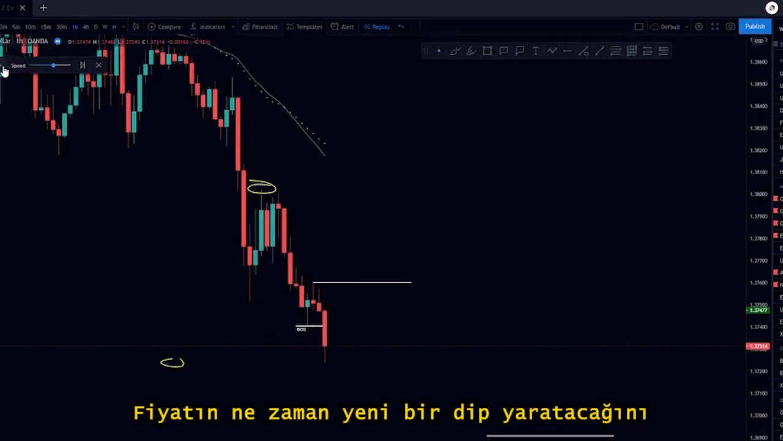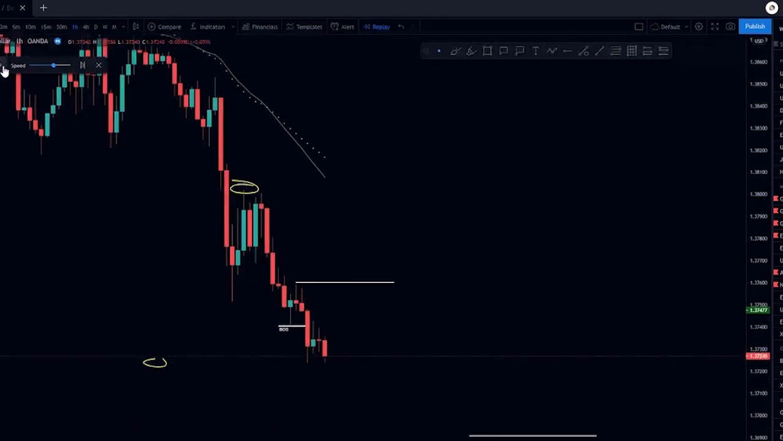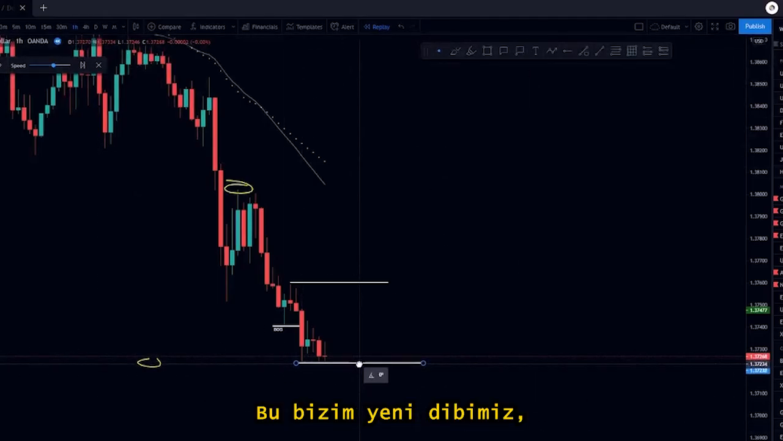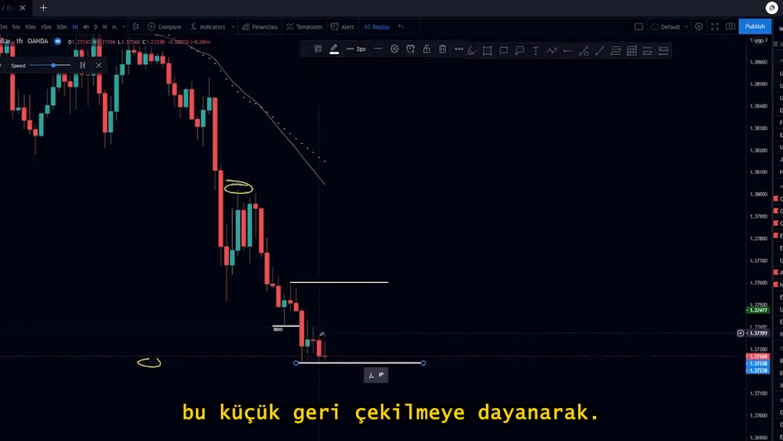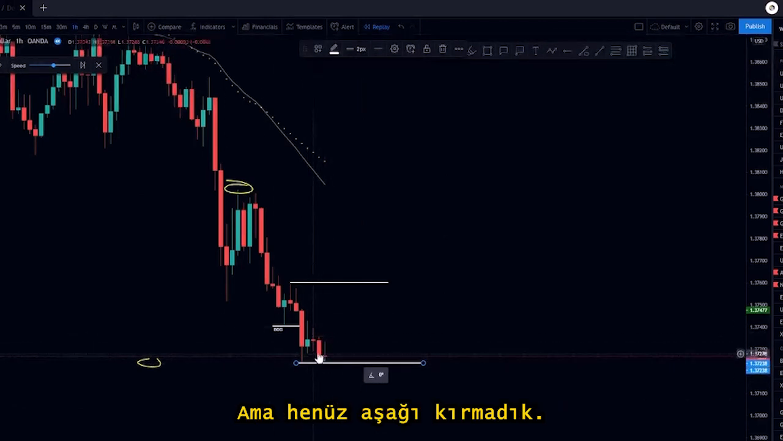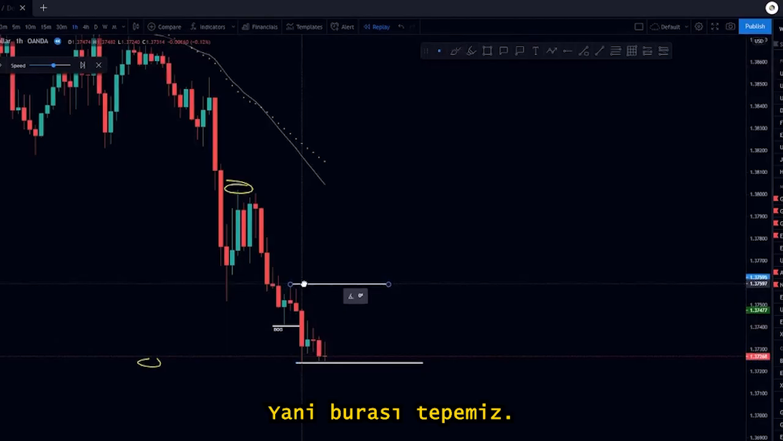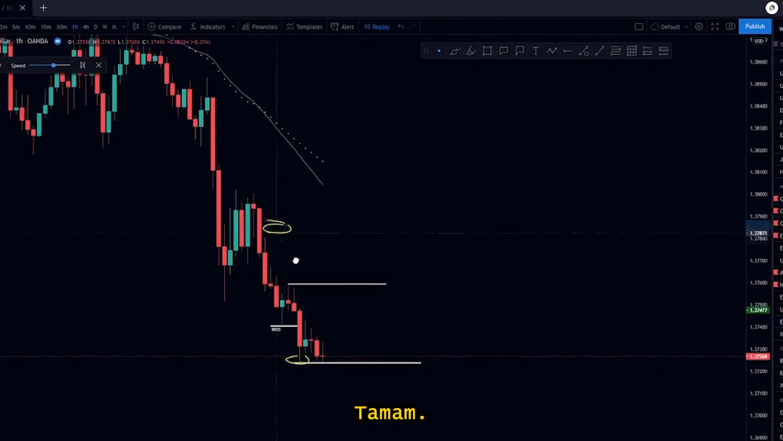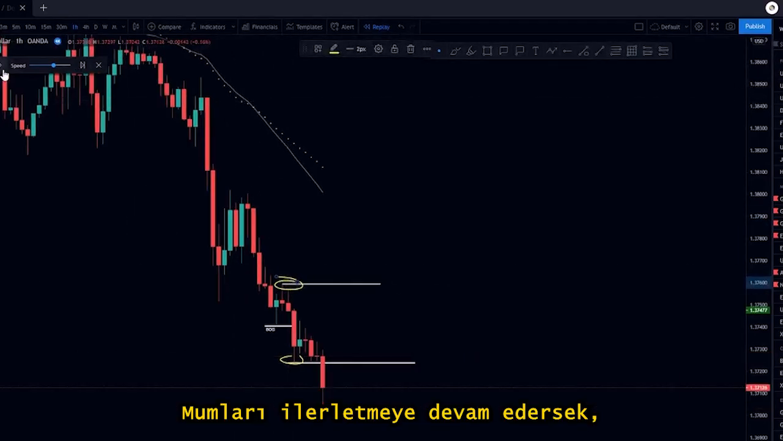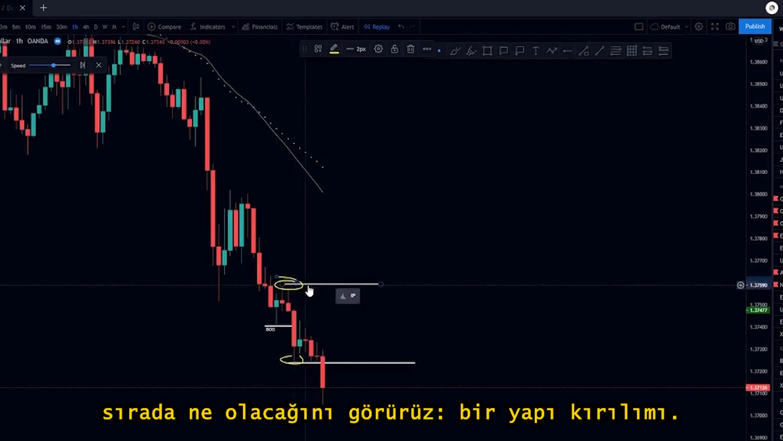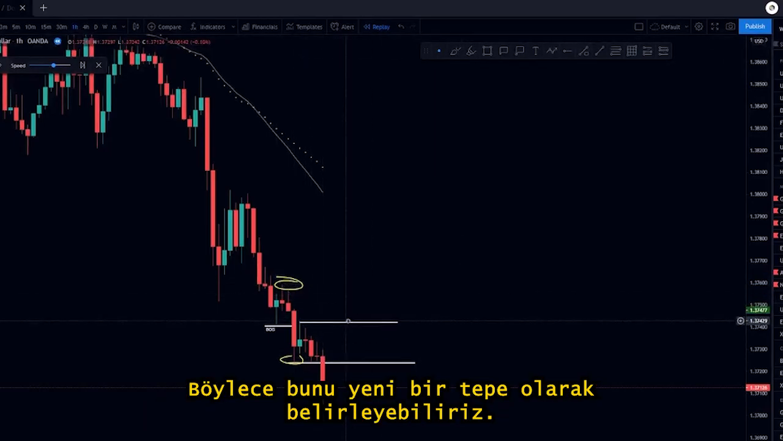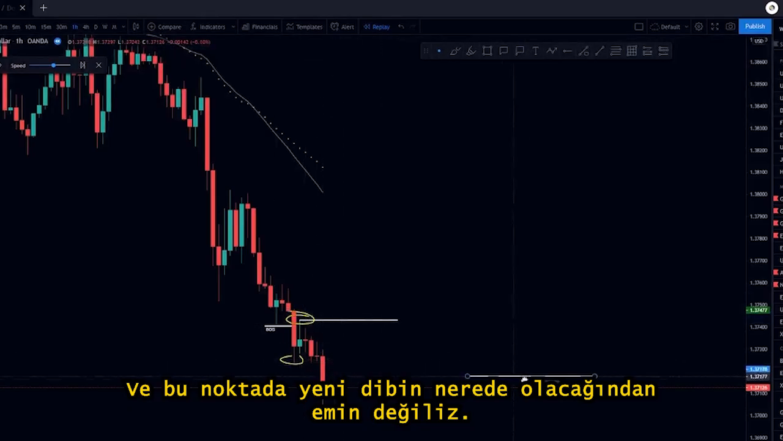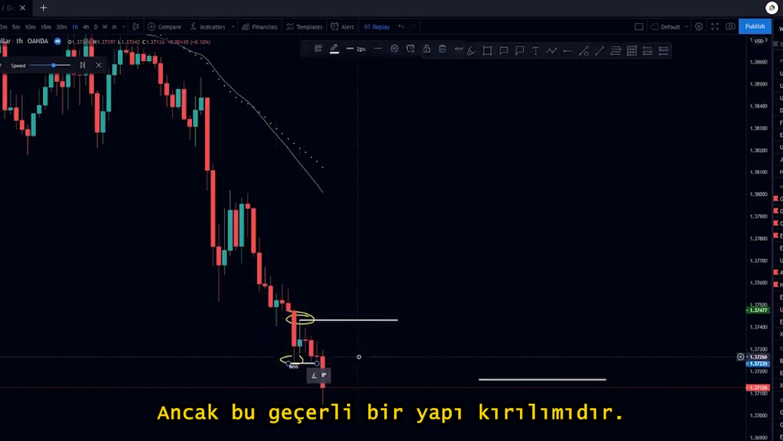Okay, so let's print a few more candles to see when price creates a new low. Okay, so this is our new low based on this little retracement, but we haven't broken below just yet. So this is our highs and our new low. Now, if we keep printing candles, we see what happens next, a break of structure. So we can identify this as a new high. And we're not sure at this point where the new low will be. However, this is a valid break of structure.